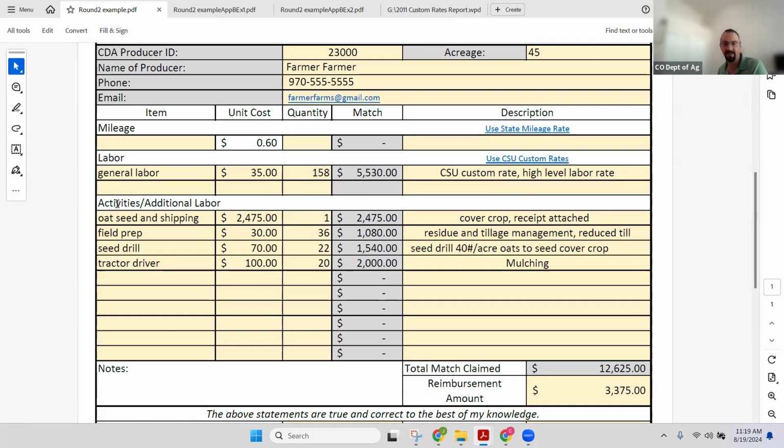Additional activities and additional labor are all down here below. This is where you would put your materials, like in this example, oat seed. We put our field work. So this is the first year of that. We could have some field prep. The drilling of the seed using a no-till drill seeder or a drill seed reduced tillage implement, if that matter. And we put the tractor driver down here. Now this could have gone up here in labor just the same, but this person chose to put it down here. Here are all the rates for all these different things and an explanation.